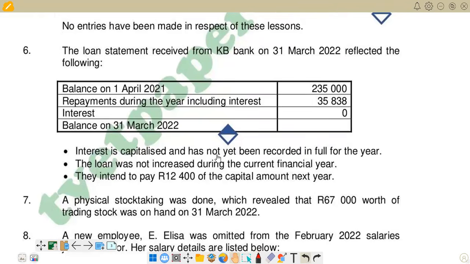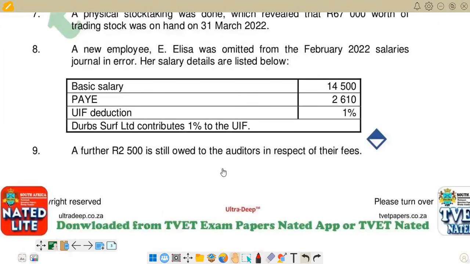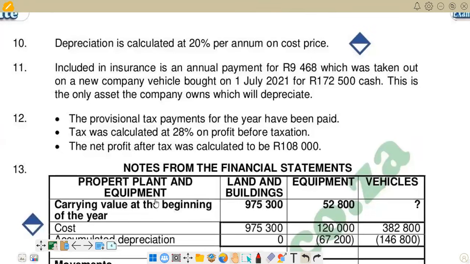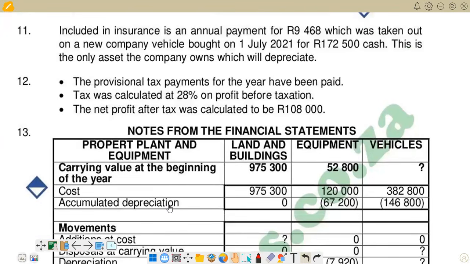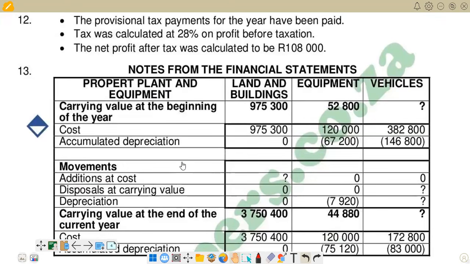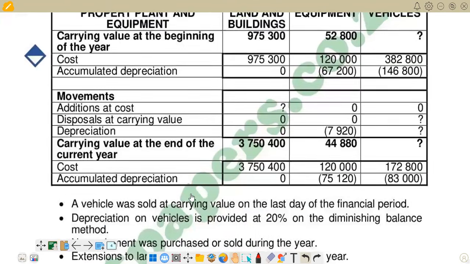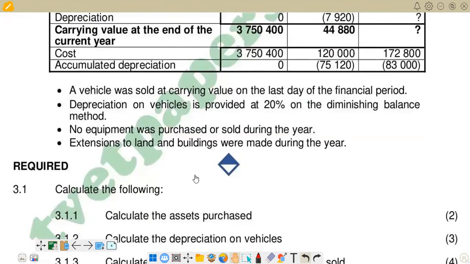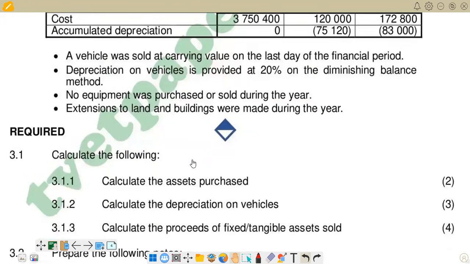We've got the question there at the end of this question. There are some requirements that are there. So if you move on to the next page, here we are given a list of balances of the property, plant, and equipment in terms of the non-current assets that we have in the question. So if you move down, that's where we have the question now on the required part.